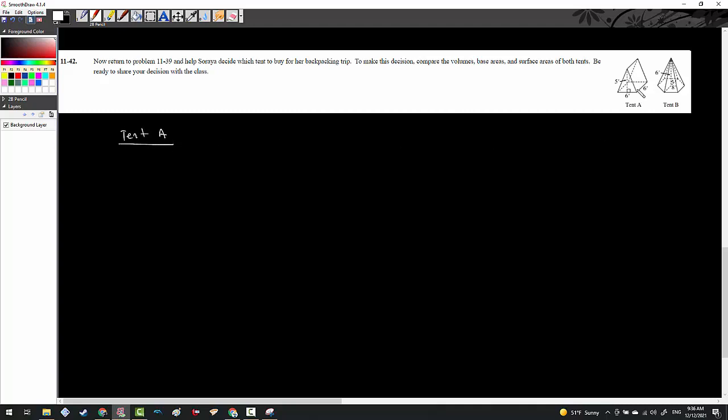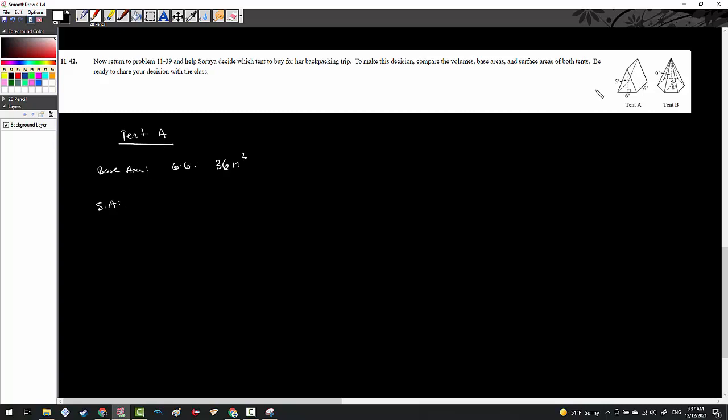Tent A isn't even a pyramid. It's a prism that is triangular based, and it's square based if we look at it from this perspective. But in a minute we're going to need to see it as a triangular based prism. But let's go and compare the base area. In this case, the base is a square, if she's going to be setting it down like that. And so that's going to be 6 times 6, which is 36 inches squared.